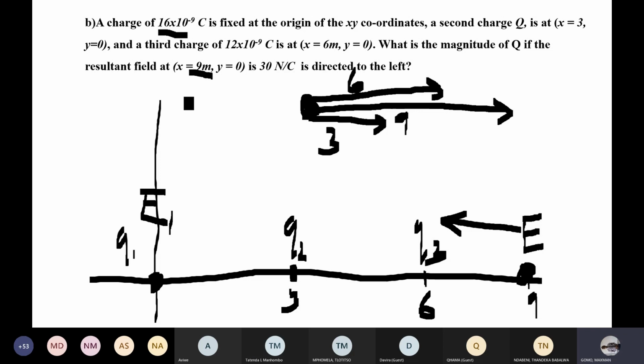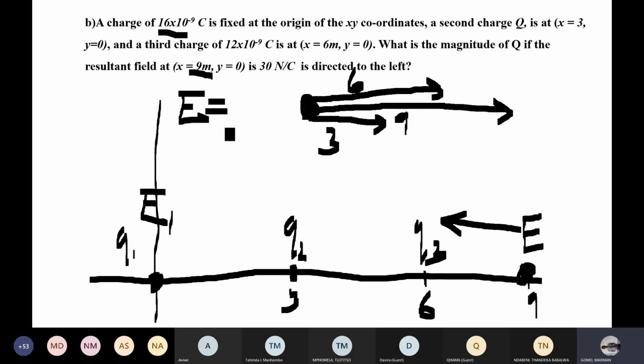So you calculate your E1, E2, E3, and E4 if there is E4. So we know the formula. E is equal to KQ over R squared. You have got the value of Q, you've got the value of R, you know the value of K. So you can calculate your E1, your E2, and your E3. When you do that, you have to do the summation of those. So you need to have E1 plus E2 plus E3.